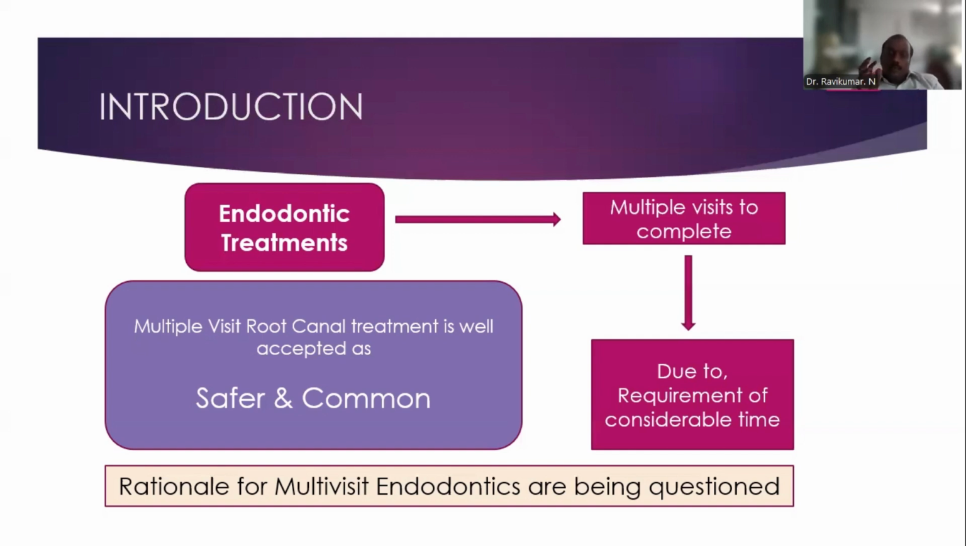Sometimes what problems will we face? We're not able to negotiate the canal. At that time, we have to use the DG16 or use EDTA to soften the dentin area. Then you negotiate or locate the canal with the help of DG16. Once you locate the canals, you have to do coronal enlargement. This is part of single visit endodontics.